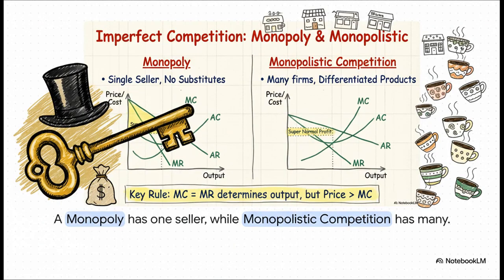Let's put 2 of these side by side. A monopoly has 0 competition. Think about a company that holds the patent for a life-saving drug. On the other hand, monopolistic competition has lots of firms, but they all try to make their product seem unique. Just think about all the coffee shops on a single street. They're all selling coffee, but one has the best vibe, another has a specialty roast. They're all differentiating themselves to get an edge.